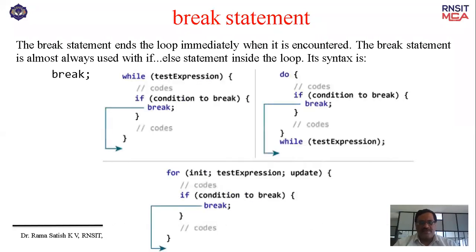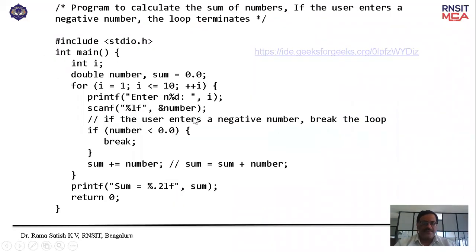There are many examples you can see. If there is a condition, it will break. Of course, the break statement can be used with the for loop, the while loop, and the do while loop. Here is one example: a program to calculate the sum of numbers.